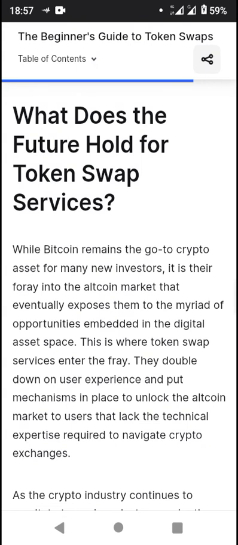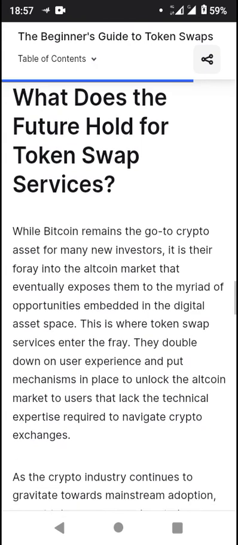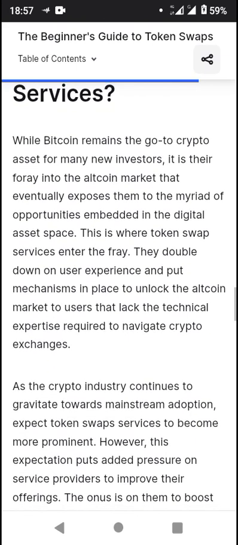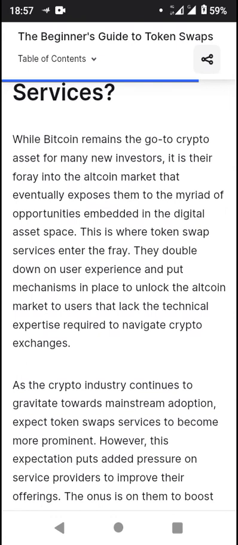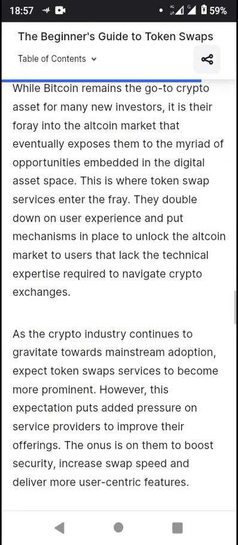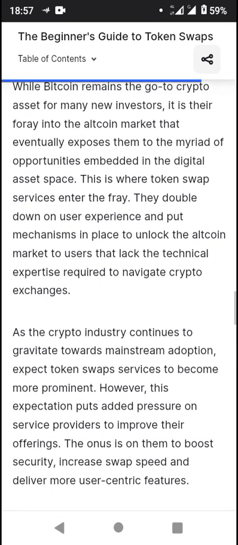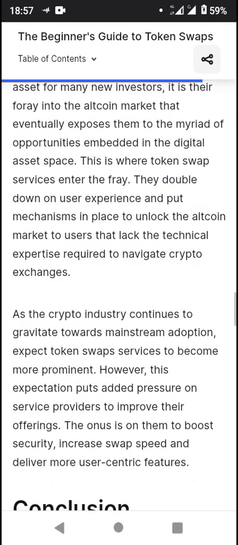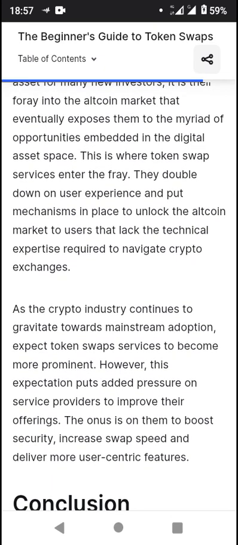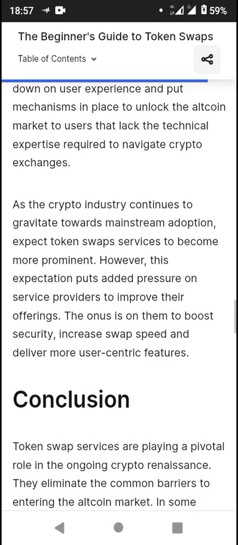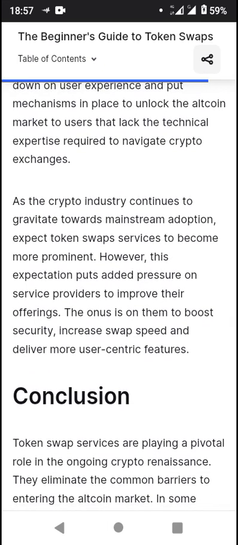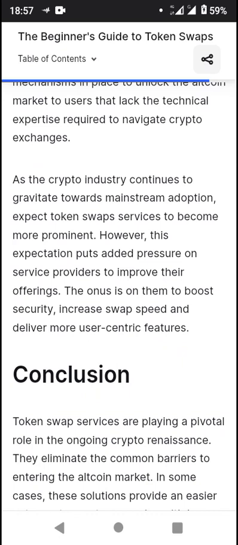So, looking at what the future holds for token swap services: while Bitcoin remains the go-to crypto asset for many new investors, their foray into the altcoin market virtually exposes them to the myriad of opportunities embedded in digital assets. This is where token swap services enter the foray. As the crypto industry continues to gravitate towards mainstream adoption, expect token swap services to become more prominent.